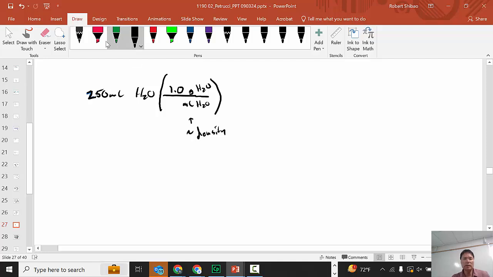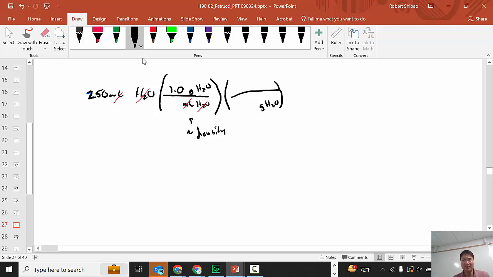So the milliliters of water cancel. Okay, and now we have grams of water. So try to figure out what to do next. Just take it one step at a time. We want to get rid of grams of water, and we do have something that gets rid of grams of water that we saw earlier.